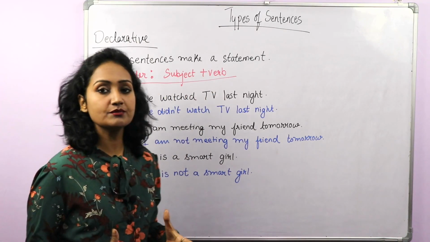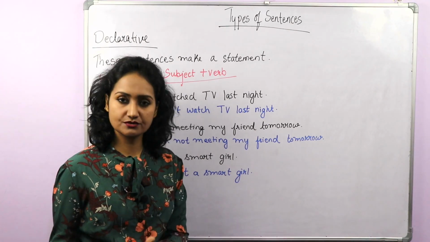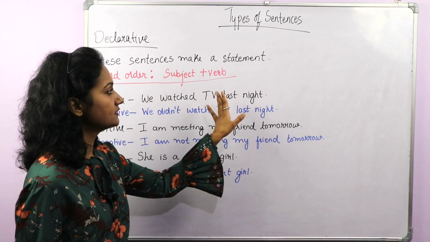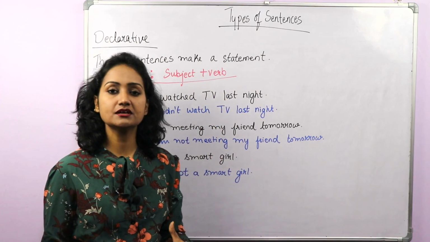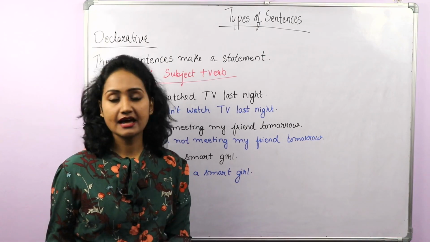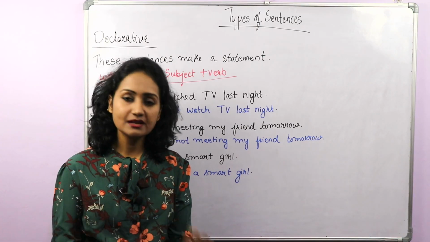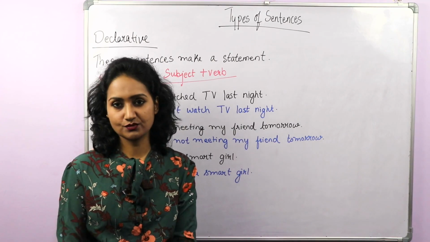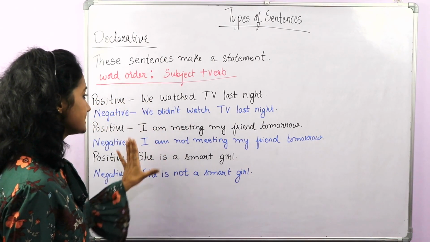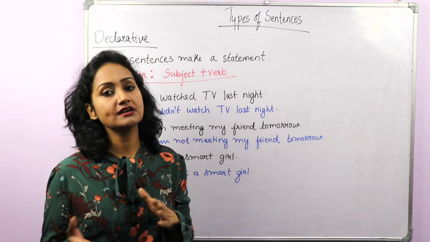First, subject. We generally start declarative sentences with a subject followed by a verb. So here we are not talking about first form, second form or third form of the verb because these are not tenses. Here a verb will come. It can be a regular verb, irregular, stative, dynamic or helping verb, any kind of verbs. So declarative sentences can be positive or negative.